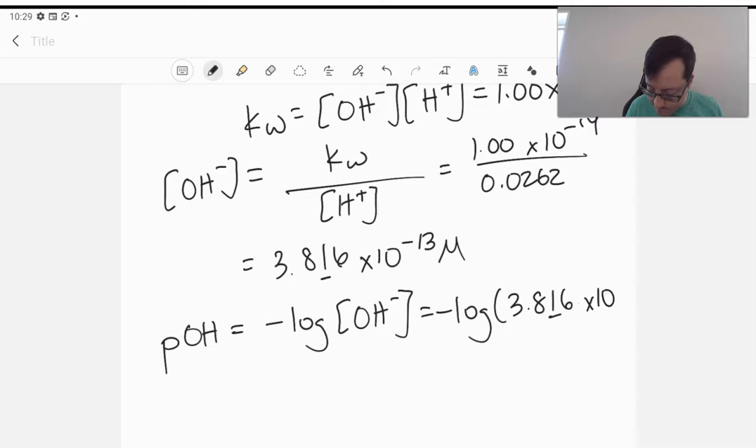this number. Let's go ahead and do this here. Negative log of answer. Oops, sorry, I put the wrong button. Fine, I'll actually type this out. Okay, 3.816 to the negative 13 power. Here we go.